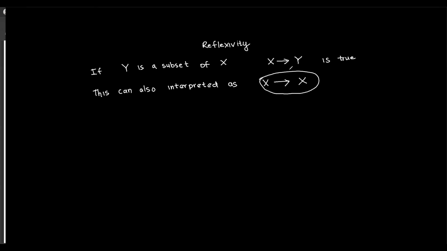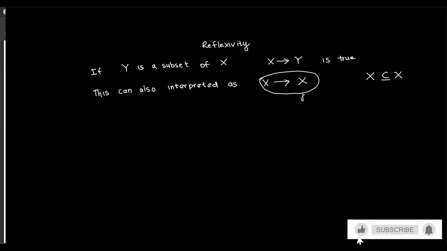How is this possible? Well, x is actually a subset of x. That's what we learned in set theory. I think in the future there will be a playlist on set theory also. But as I was saying, x is a subset of x. So we can say x functionally determines x. We can also say that this FD can be derived.